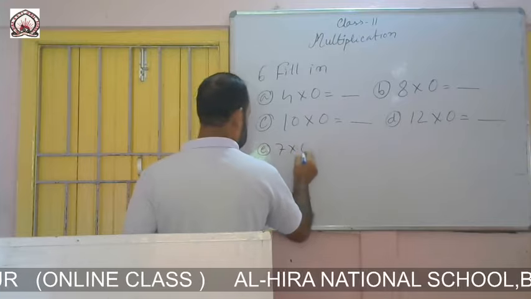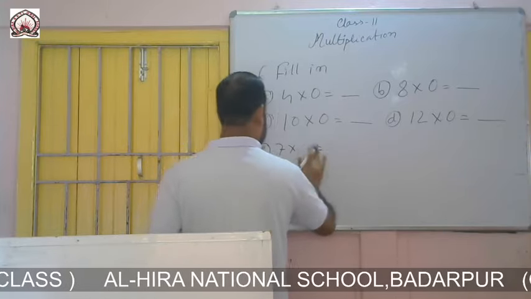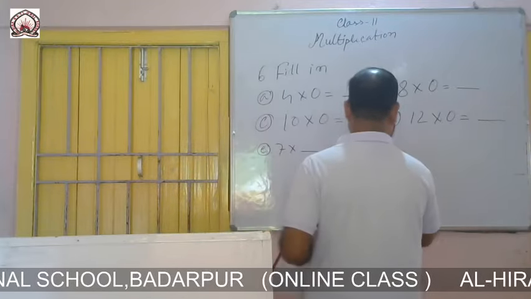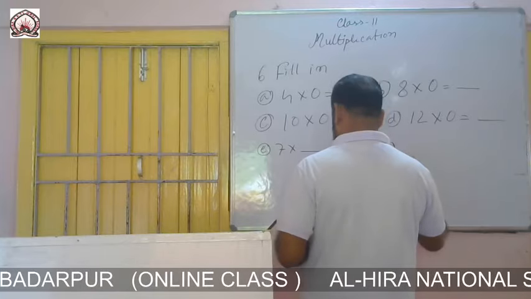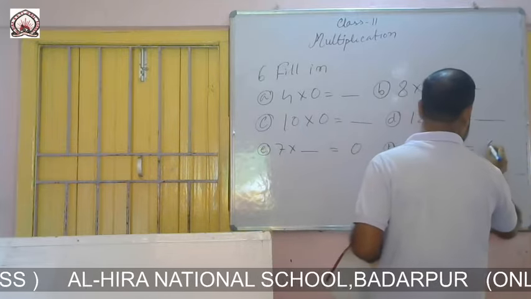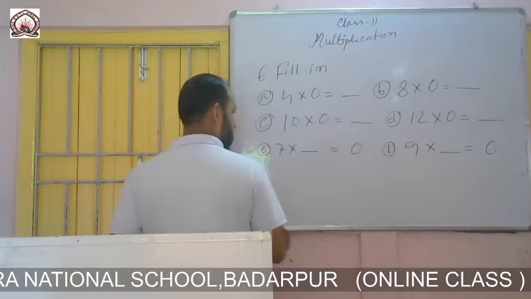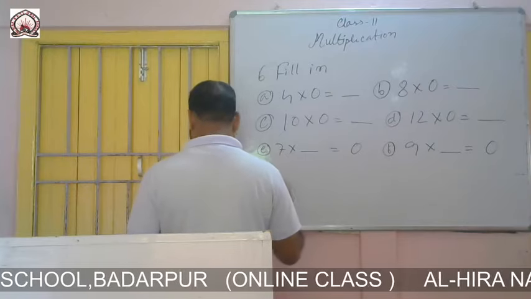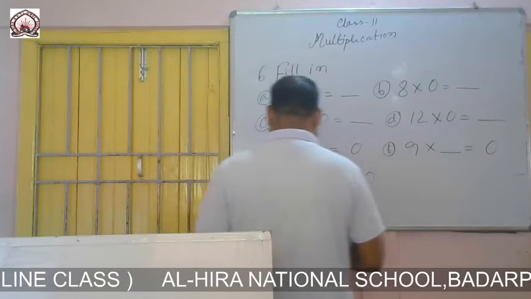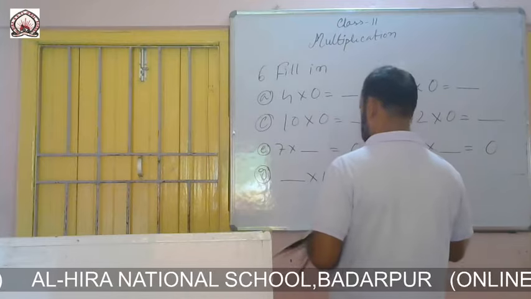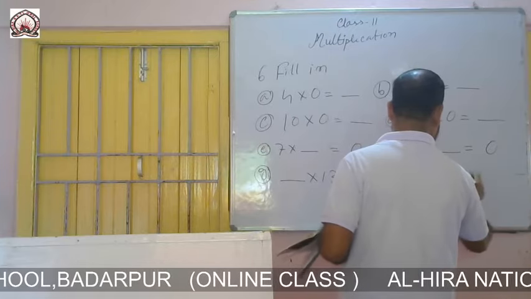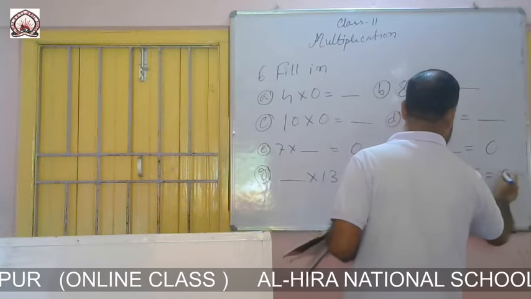E: 7 into 0 equal to, or 7 into dash equal to 0. F: 9 into dash equal to 0. G: dash into 13 equal to 0. H: dash into 15 equal to 0.